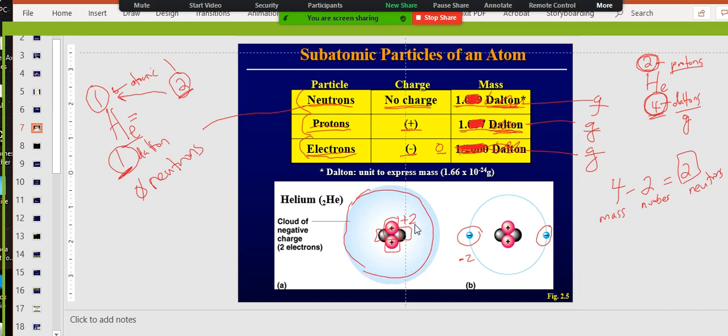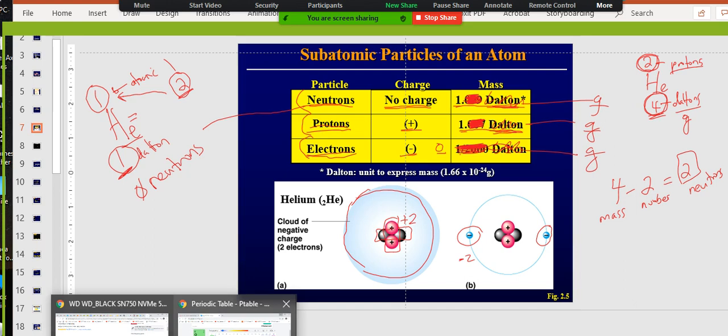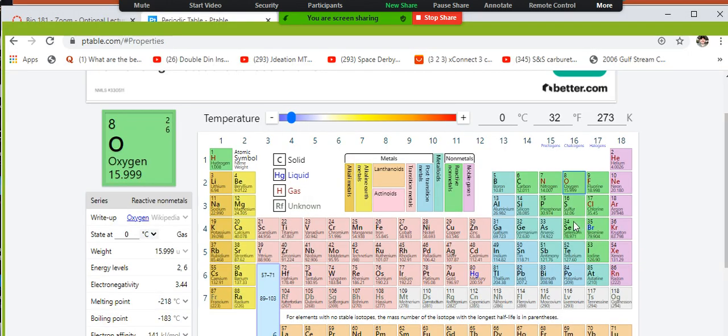Okay, so we can predict just from the periodic table how many protons, neutrons, and electrons. So let's just practice this. Let's look at nitrogen. Okay, so nitrogen is 7, and for the test, you guys will have a periodic table, so you don't have to memorize all this. So nitrogen, its atomic number is 7, its atomic mass is 14.